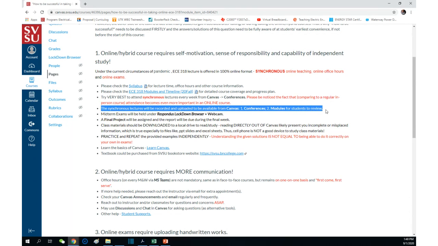There are 2 locations for you to access the recorded lecture. One is Canvas Conferences, another is the Canvas Modules. Generally speaking, the recorded lecture will be automatically available in Conferences after like 4 or 5 hours. For the Modules, it relies on my uploading, so it might take more than that. So check these 2 places for the recorded lecture if you want.